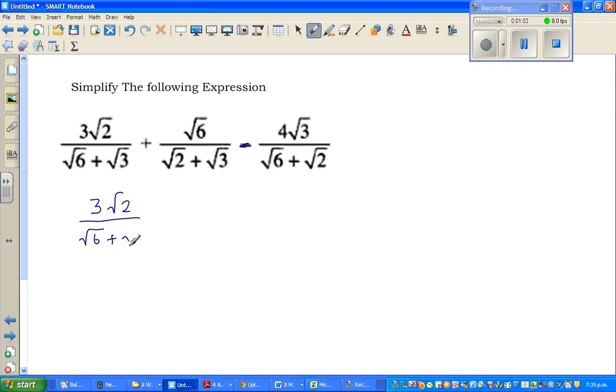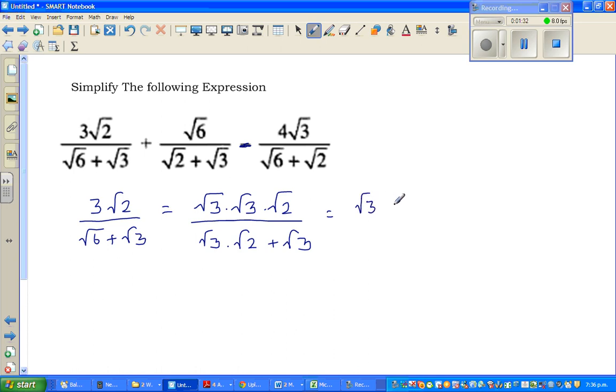root 3. Okay, I can see a root 3 here and a root 6 here, and a 3 here. So this 3 I can write as root 3 times root 3, times root 2 over the denominator. I can write as root 3 times root 2 plus root 3. So the numerator I'm going to leave as it is, which is root 3 times root 3 times root 2.